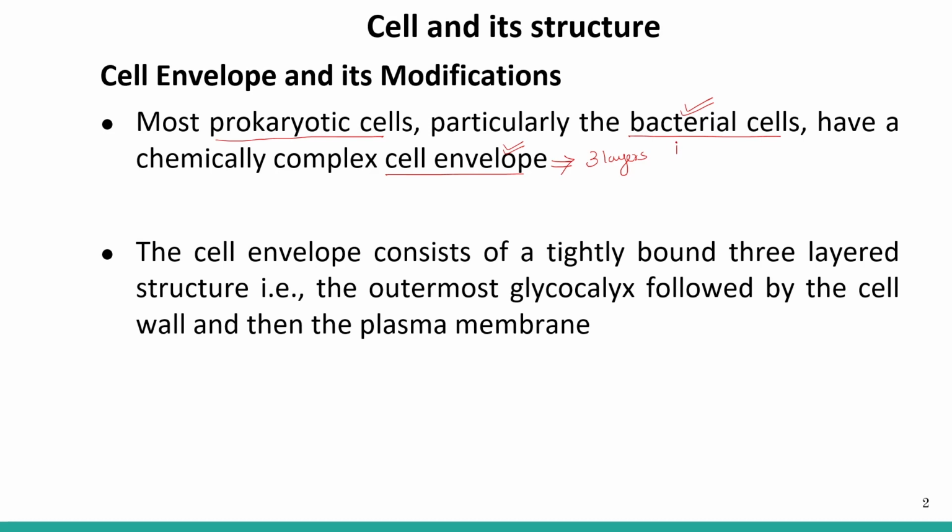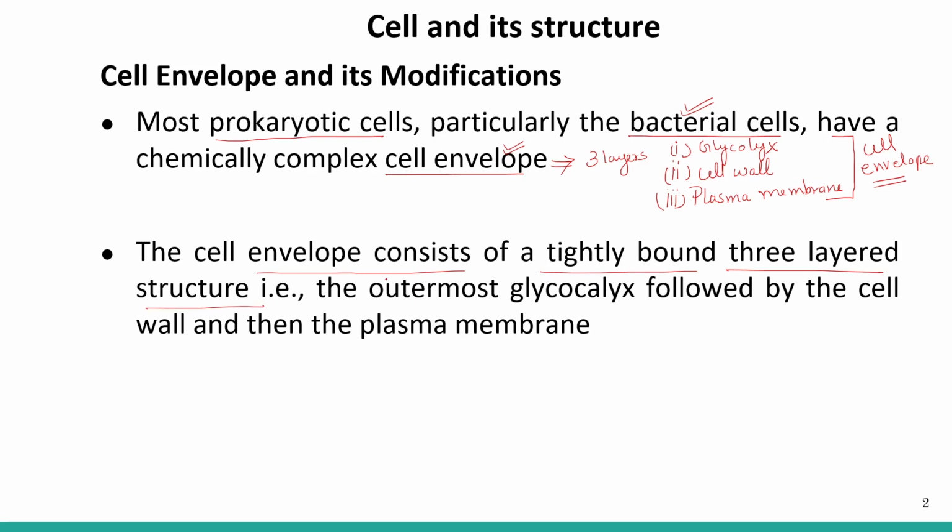What are those layers? The outermost is the glycocalyx. The second layer is the cell wall. And the third layer is the cell membrane or plasma membrane. Now these together make the cell envelope, and this is present in the prokaryotic cell. So the cell envelope consists of a tightly bound three-layered structure, that is glycocalyx, cell wall, and the plasma membrane.